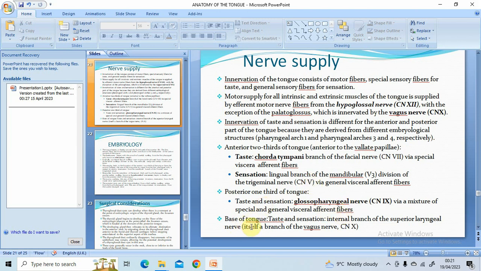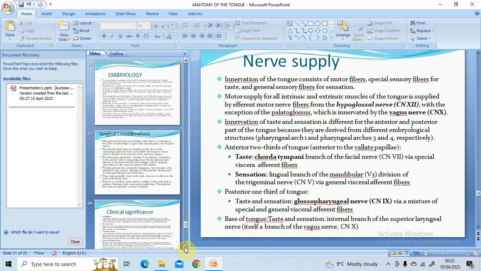So the base of the tongue, that is the base or the root. You call it the base or the root of the tongue. For taste and sensation, the internal branch of the superior laryngeal nerve is what innervates the base. Okay, it's a branch of the vagus nerve, cranial nerve 10. It's also a branch of the cranial nerve 10.